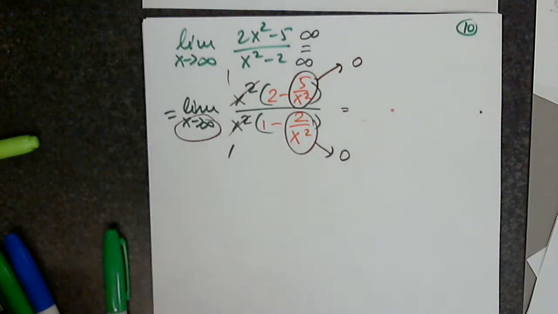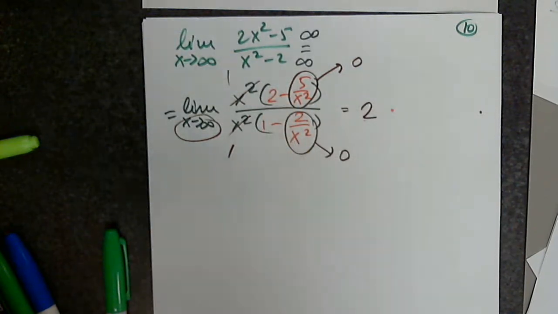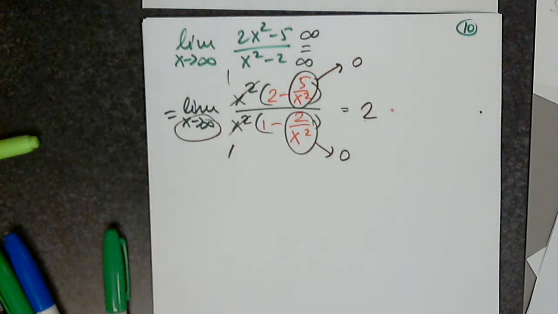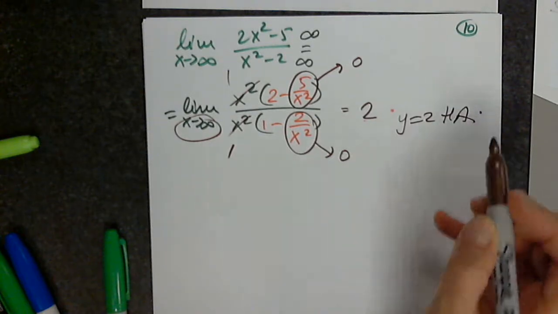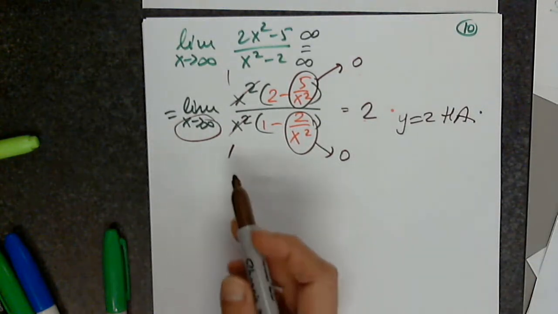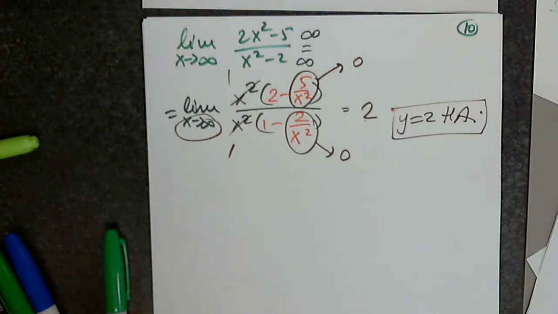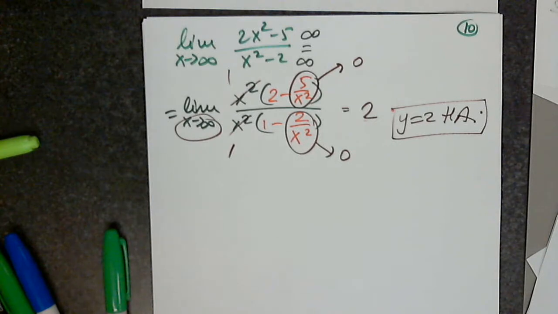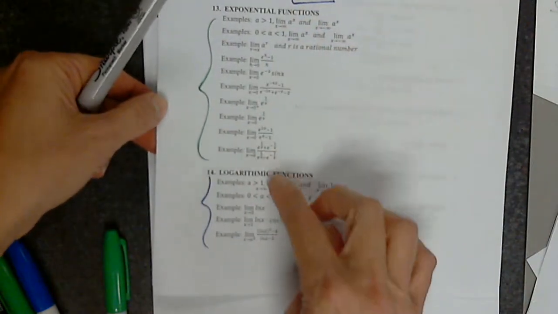So what is the limit? 2 over 1. So what does this mean? What does that tell us about the function? y equals 2 is a horizontal asymptote. It's at both ends because I did not use positive or negative infinity. So it will be a horizontal asymptote on both sides. Any questions?